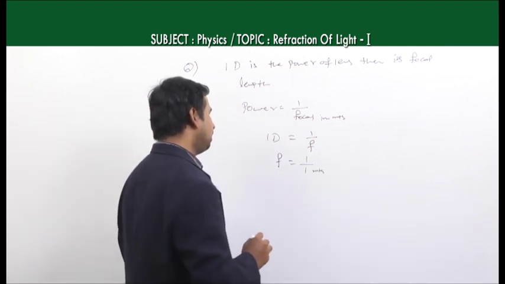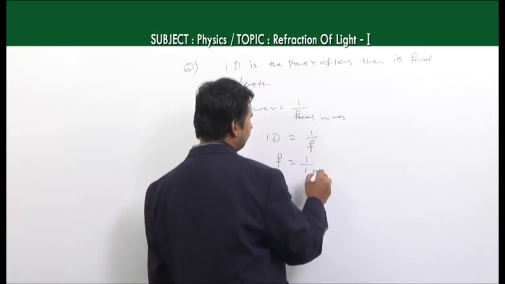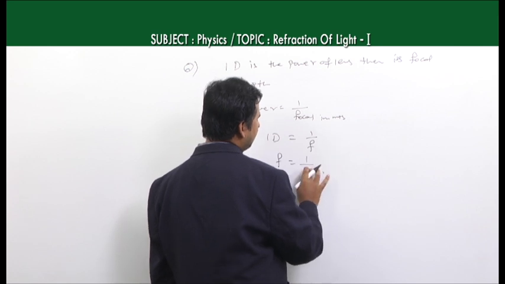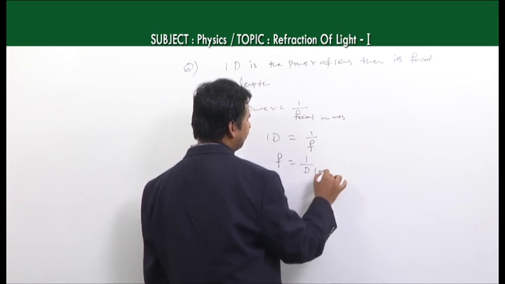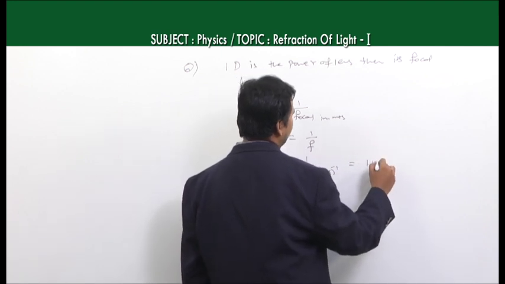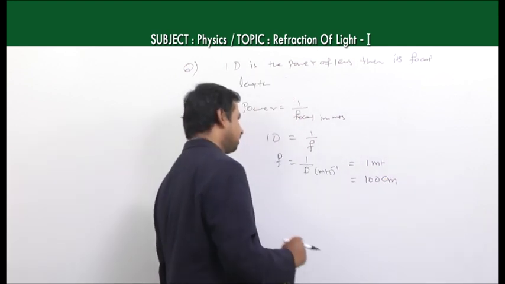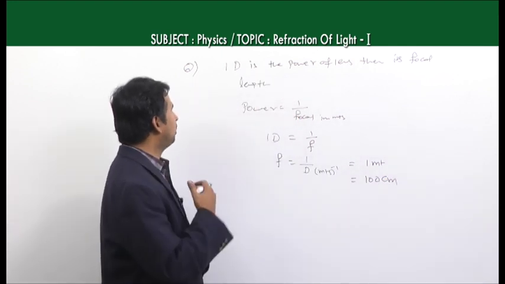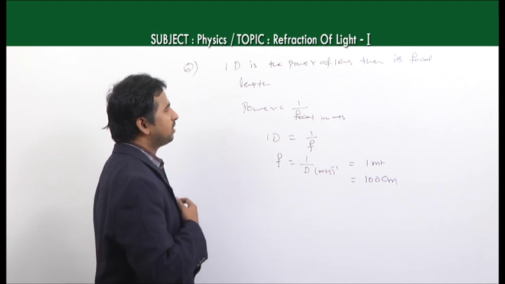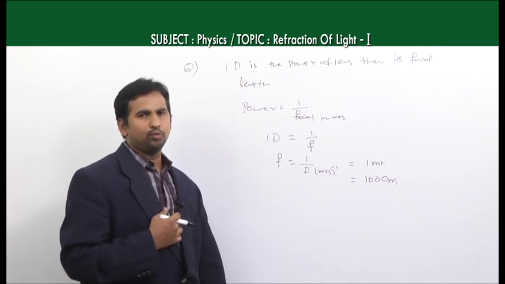So the focal length becomes F is equal to 1 by D, where D we are taking in meters inverse, that is diopter units. Then it becomes 1 meter, or it is equal to 100 centimeters. So the focal length of the lens in the given case, if 1D is the power of the lens, is 100 centimeters.